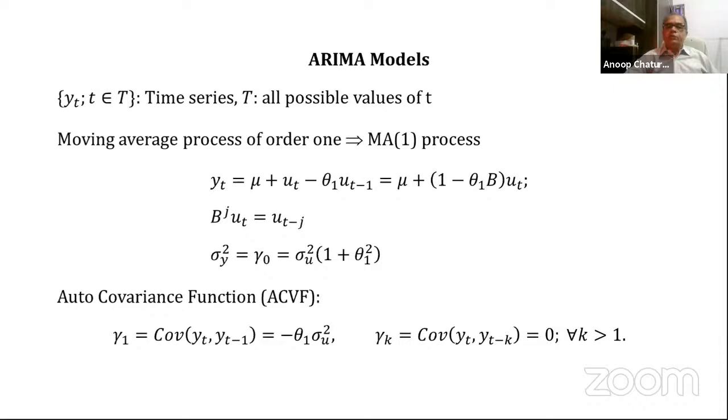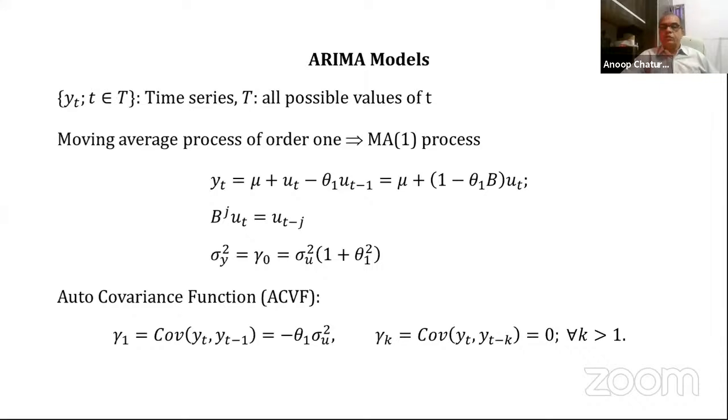How do we define the moving average process of order 1? We also denote it by MA1 process. We write YT equal to mu plus UT minus theta 1 UT minus 1. So mu is the mean of the process. UT is always there, the present shock, the present error term, you can say. But apart from that, you also assume that YT depends upon just one period lagged shock, UT minus 1.